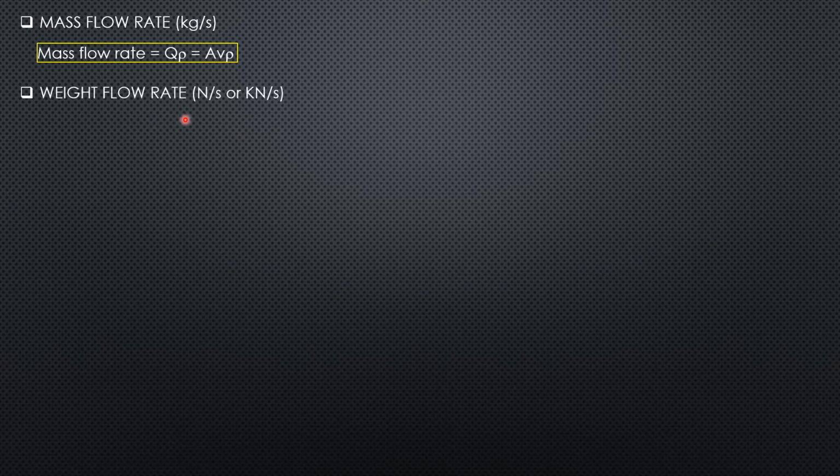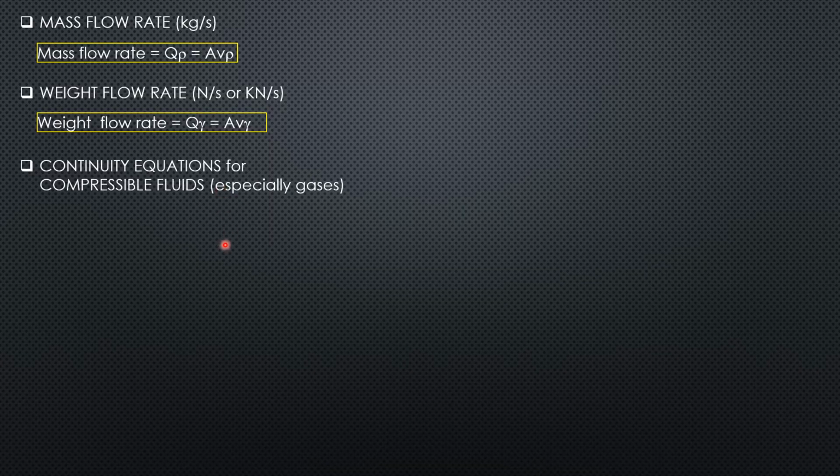Then the weight flow rate is in newtons per second or kilonewtons per second. It is defined by the product of Q, the discharge, and the specific weight or unit weight of the fluid. And it is in newtons per second. Then you may replace Q by area times mean velocity. So that's the expression for weight flow rate.